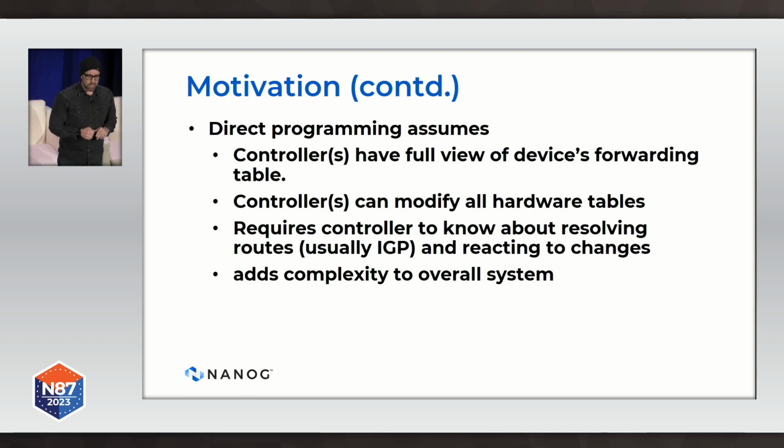Now, with respect to the motivations here, direct programming assumes that we have very detailed visibility into the device's FIB, into the forwarding tables. Maybe we're being very specific about what the encapsulation looks like. It also presumes that the controller has the ability to modify all of the hardware tables. And it's really common in these hardware-specific programming scenarios that you have to have a detailed knowledge of the topology that you want to resolve to, and so this is pretty complicated. There aren't too many folks doing this out there. I think OpenDaylight was probably the most widespread implementation of a controller that supported something along these lines.